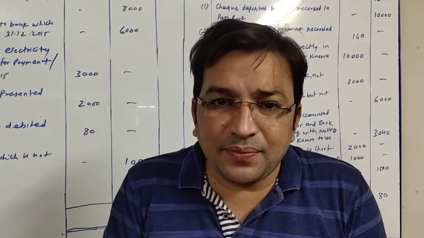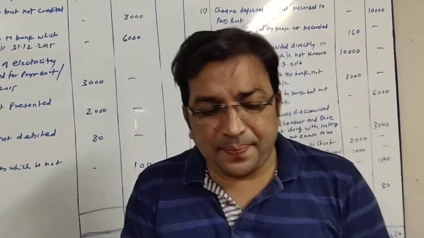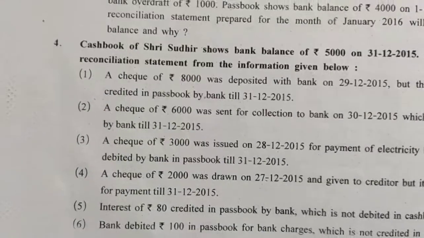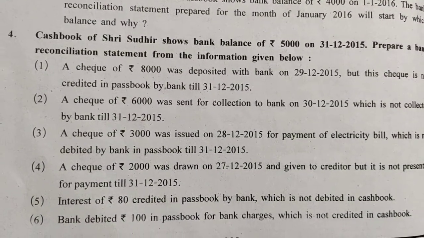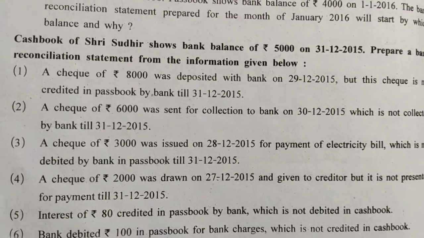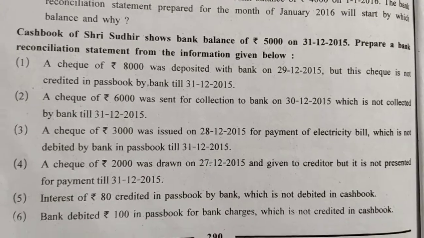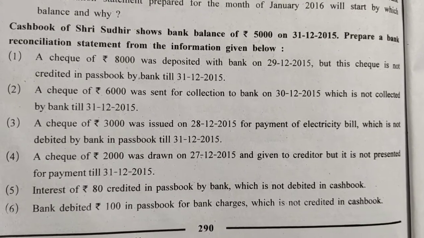Let us start with the sum number 4 given in textbook. Let us see the sum. Cash book of Sri Sudhir shows bank balance of rupees 5000 as on 31/12/2015. Prepare a bank reconciliation statement from the information given below.